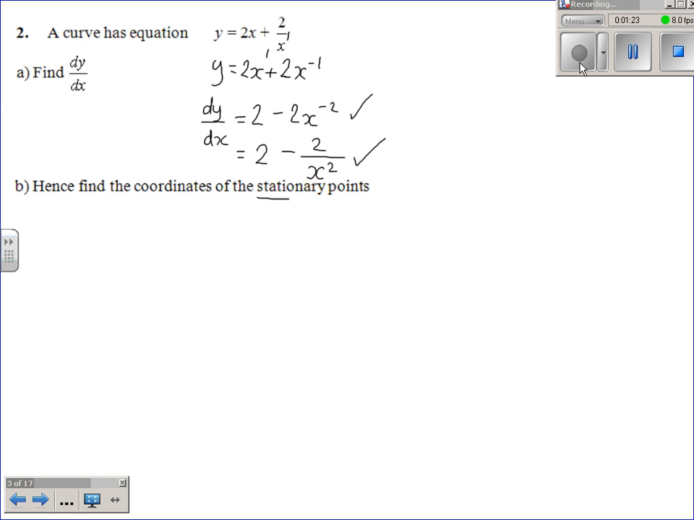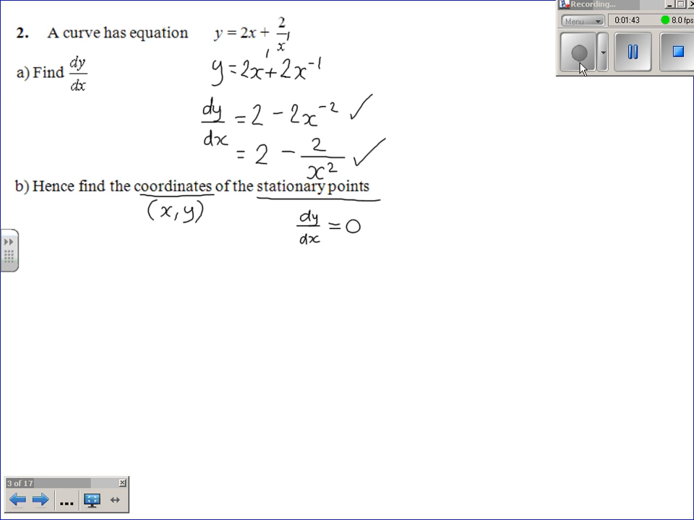What you need to remember is what a stationary point means, and it's when the gradient function is equal to 0. So it's either a maximum or minimum if you picture the curve. Okay, and you'll find the coordinates, not just an x value, so you want an x and a y value. So don't leave the question half done.